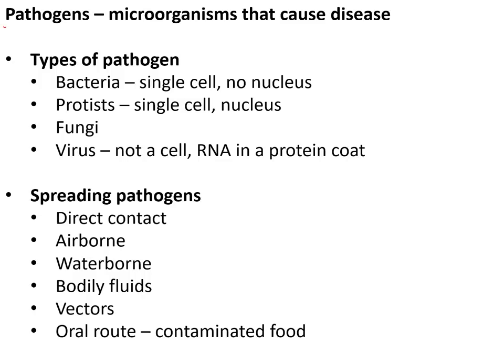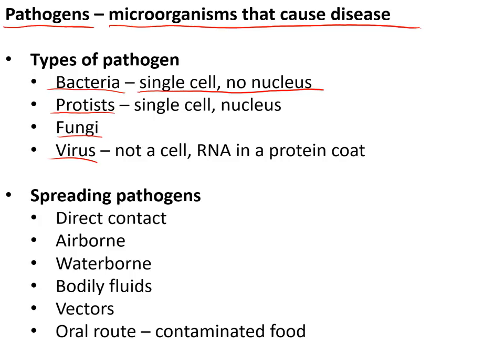Communicable diseases are caused by pathogens. Pathogens are microorganisms that cause disease, and broadly speaking, there are four types. There are bacteria, protists, fungi, and viruses. Bacteria are single-celled organisms with no nucleus. Protists are single-celled organisms with a nucleus. Fungi are something slightly different, don't worry too much. And a virus is not a cell, so it's not alive, but it's actually a piece of RNA or DNA surrounded by a protein coat.